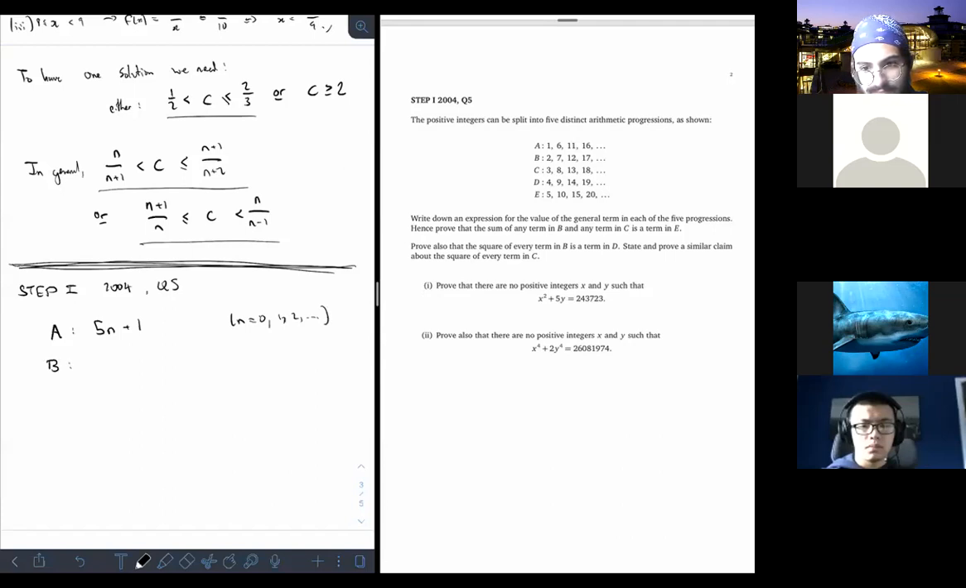For B, they're of the form 5n plus 2, and C is 5n plus 3, and D, this is 5n plus 4, and E is of the form 5n, except here we have to have n between 1, 2, etc., not 0.